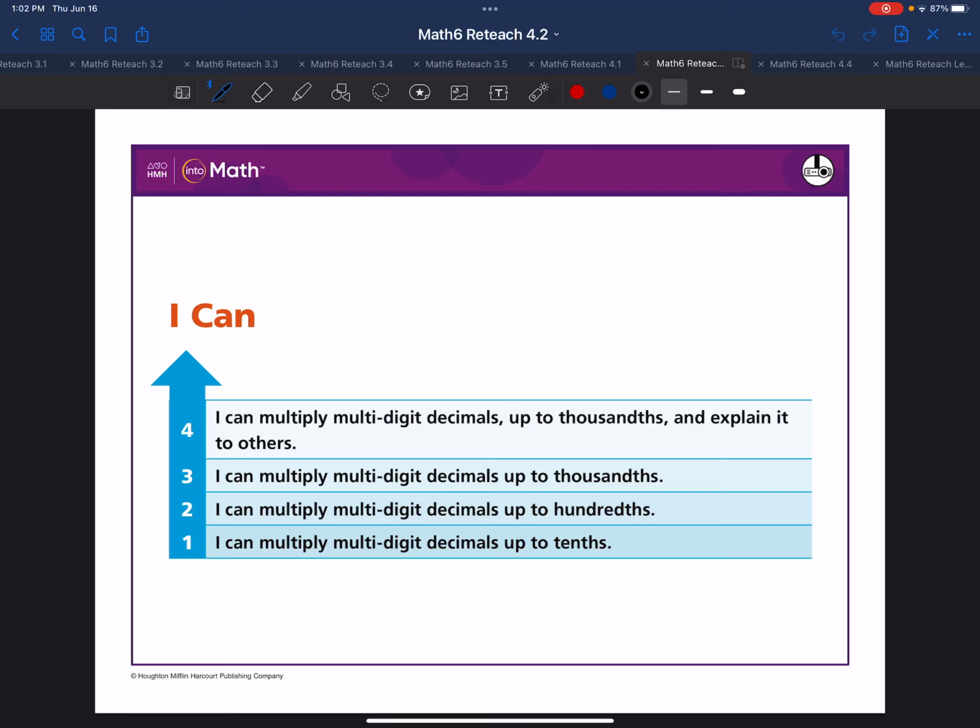Today we will review 6th grade math lesson 4.2. This lesson will cover multi-digit decimals and multiplication. Let's look at the I can statement. I can multiply multi-digit decimals up to the thousandths place and explain it to others.